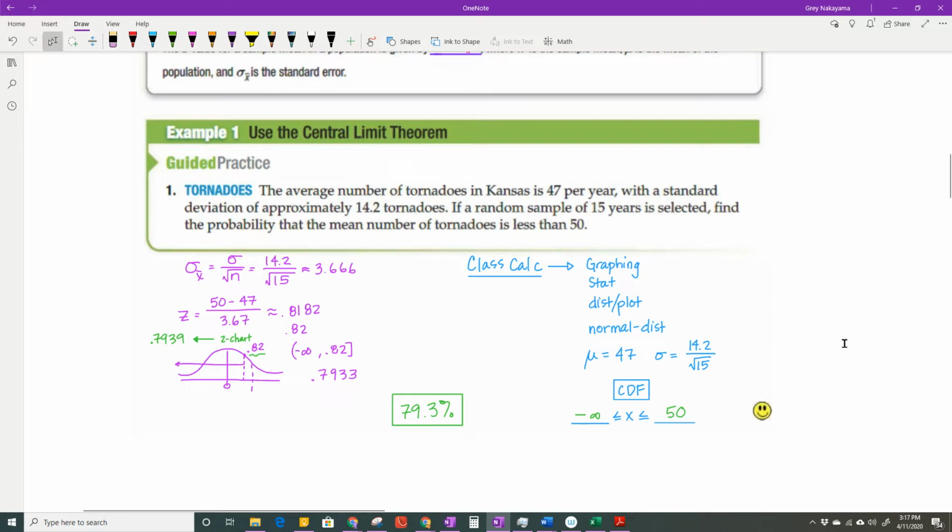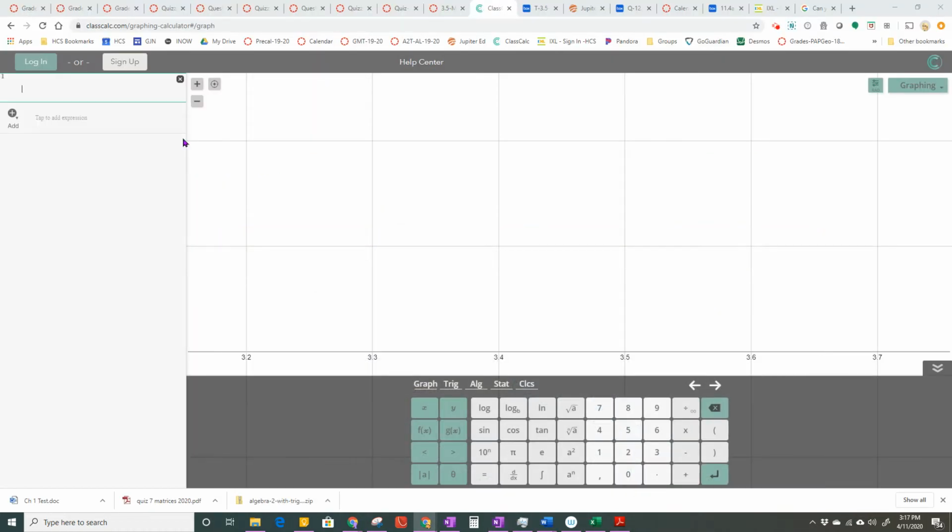I am going to go do that real quick, and I need to make sure that I have ClassCalc up, so give me 1 sec. Good thing I checked. Okay, so here is ClassCalc.